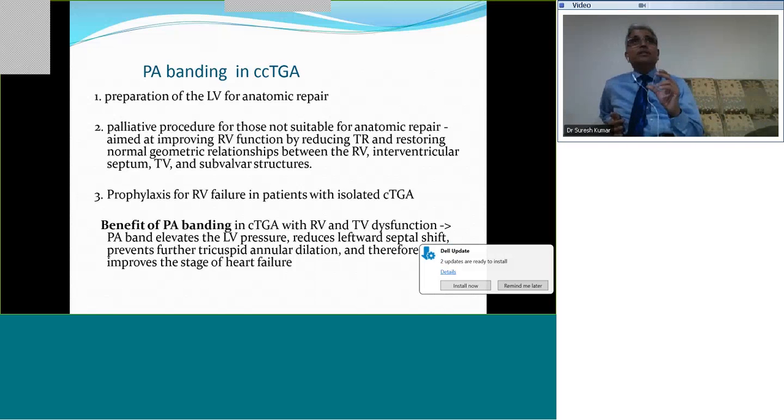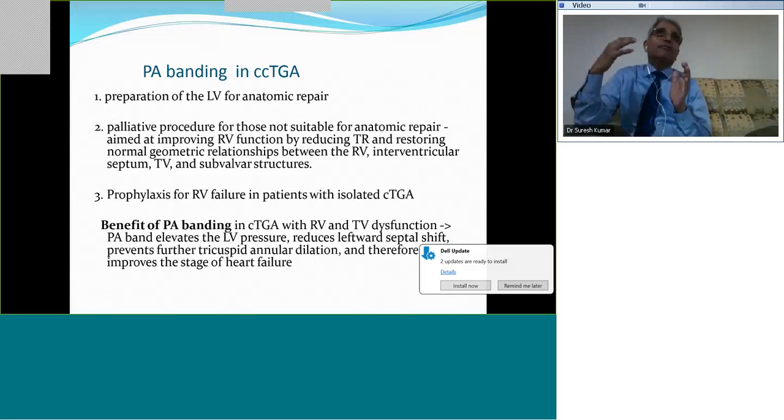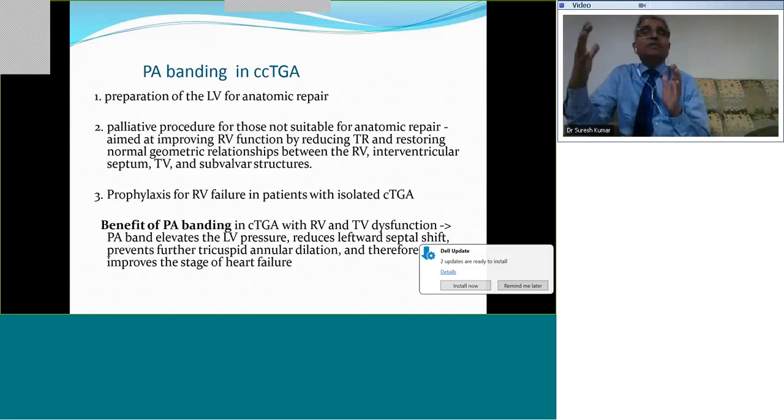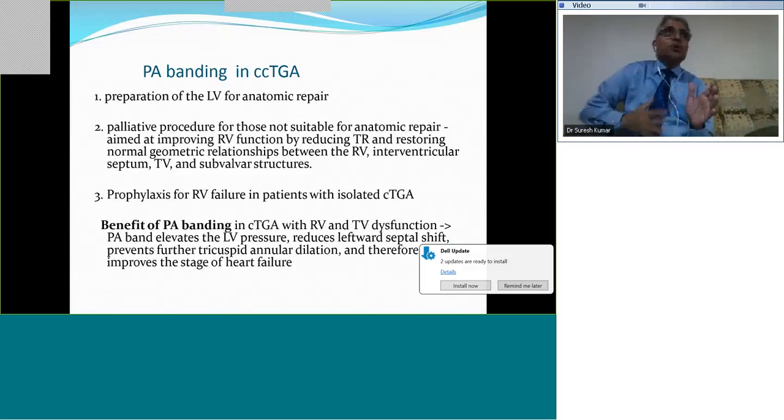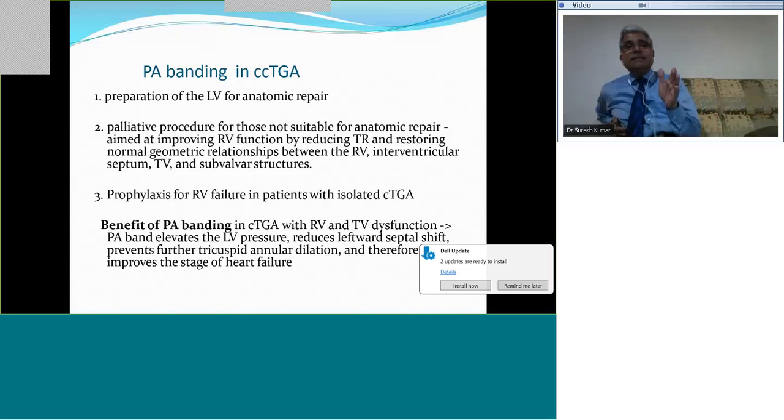It can also be a palliative procedure, a sort of definitive palliation, in the sense that if you put a PA band in a patient with CCTGA, the right-sided ventricular pressure will increase, and you can determine how much you want it to go by. Normally you are targeting a two-thirds systemic RV pressure. That will shift the position of the septum to the midline. Otherwise, the anatomic right ventricle on the right side is pushing the septum into the left ventricle. So if the PA is banded, then the septum will stay in the midline.